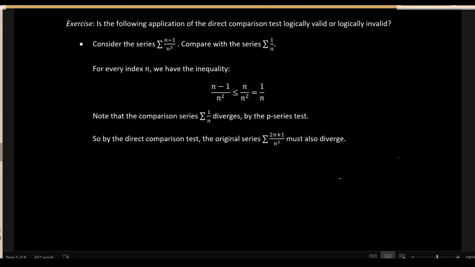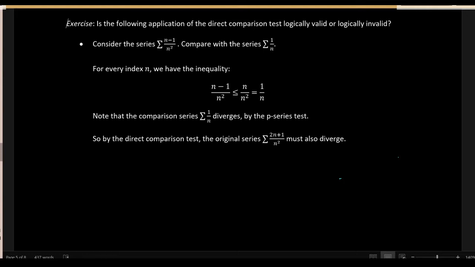And let's have a look at the following application of the direct comparison test. Spoiler alert, this one is not applied correctly, and let's try and figure out what has gone wrong here. Consider the series n minus 1 divided by n squared. The student looking at this series has the idea to compare it with 1 over n, the harmonic series, because the series that they have been given looks a little bit like n over n squared, which simplifies to 1 over n.